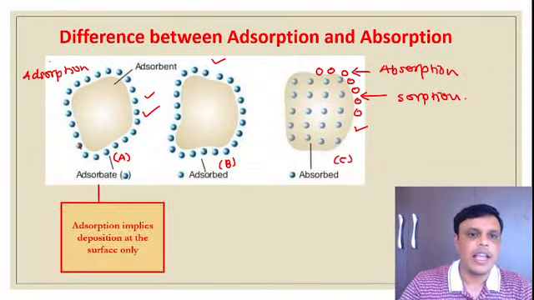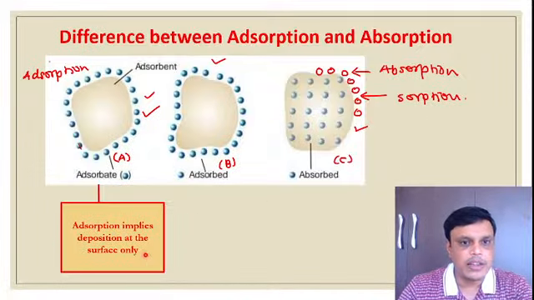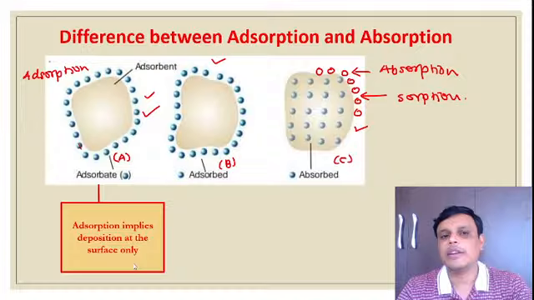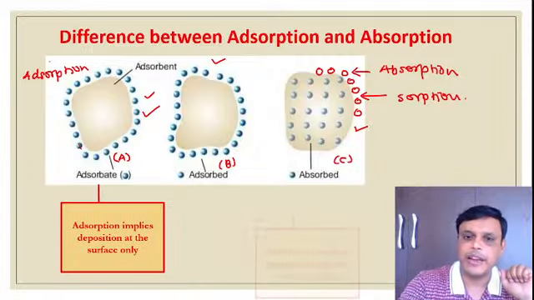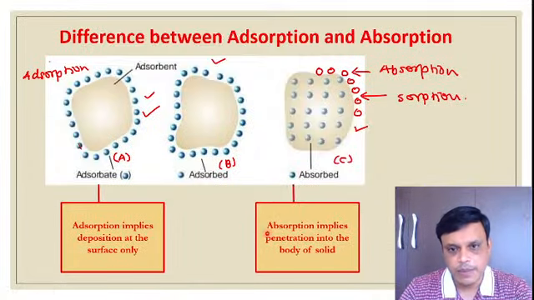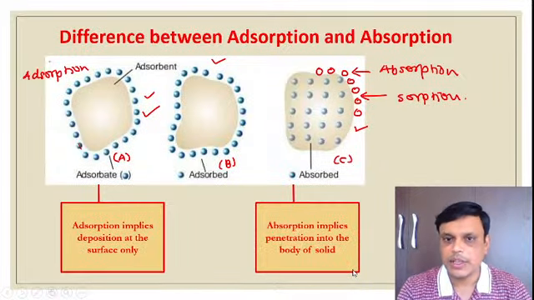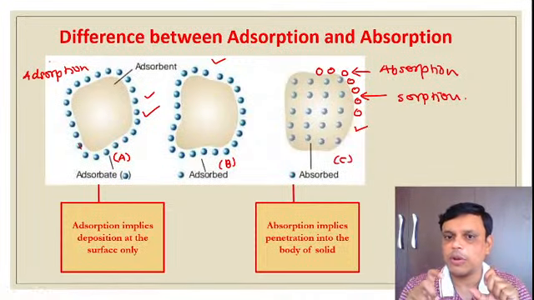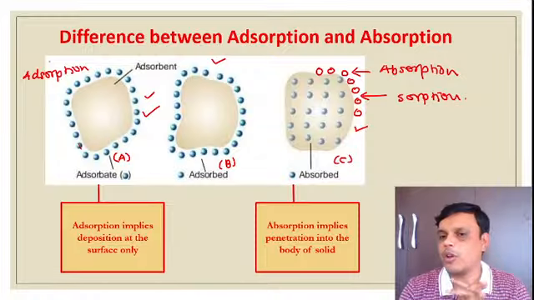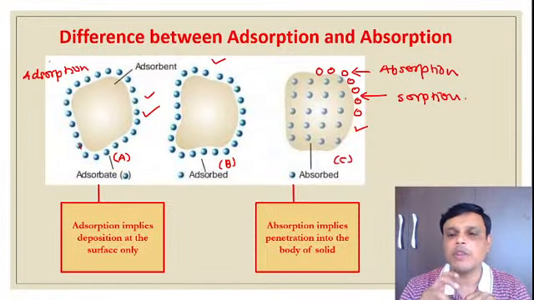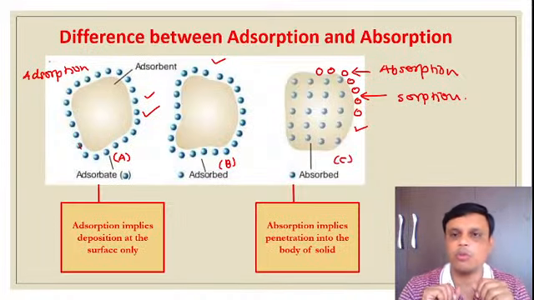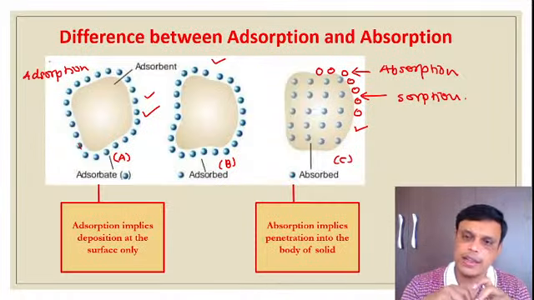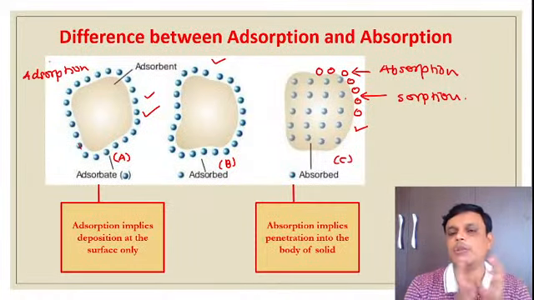Okay, so let us see here. Adsorption implies deposition at the surface only. Adsorption is the deposition of gas molecules or liquid molecules at the external surface only. And absorption implies penetration into the body of the solid. So in absorption, there is penetration of gas molecules or liquid molecules inside the body of the solid. And a very famous example of this is a sponge. If you dip that sponge into water, what will happen? The water molecules go inside, and water molecules can also accumulate outside of that sponge.